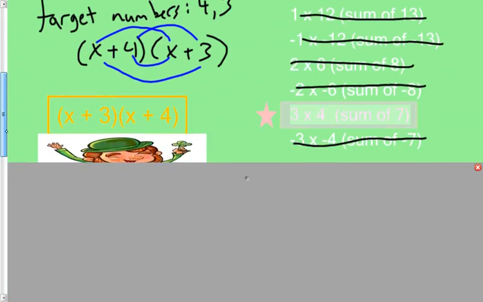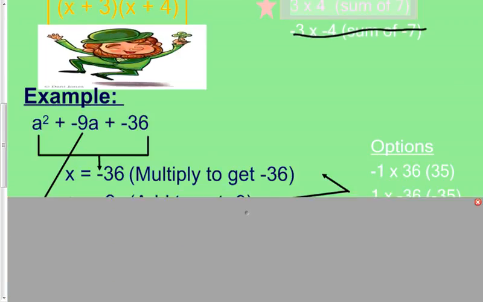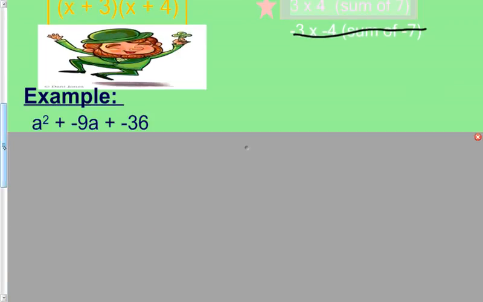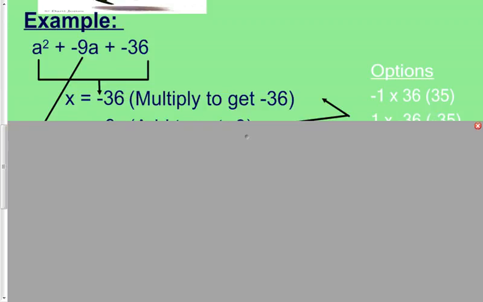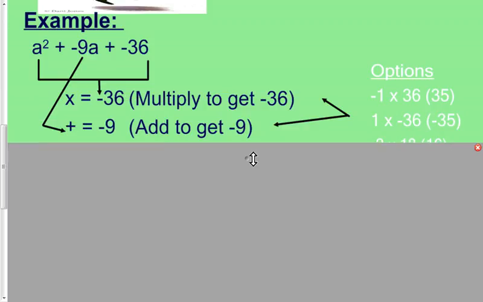All right? So I'm going to do one more example here, and then I'm going to give you some to do. So we have a squared plus negative 9a plus negative 36. So again, we want to multiply to equal negative 36 and add to equal negative 9 because we have a 1 here. So we multiply to equal 1 times negative 36, so that's negative 36, and add to equal negative 9. So we can do negative 36 and 1 or 36 and negative 1.